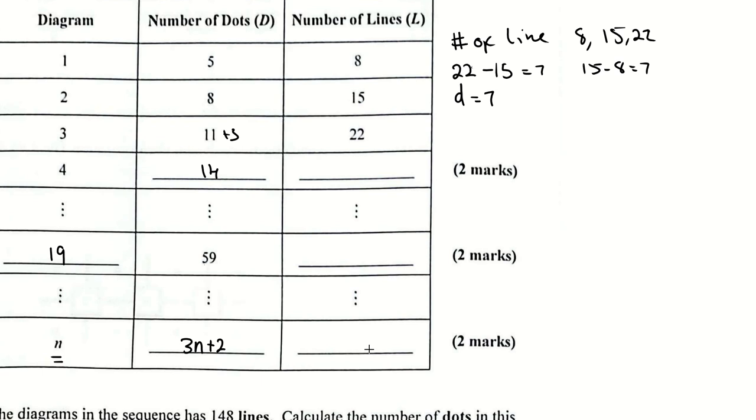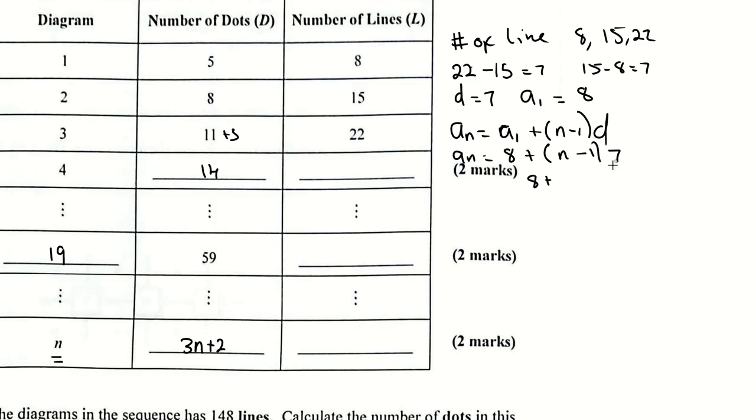And then you put it in the formula that we use. The an is equal to a1 plus n minus 1 by d. What is a1, guys, in this sequence of 8, 15, and 22? What is your first term? 8. Very good. So an is going to be 8 plus n minus 1 by a common difference of 7.